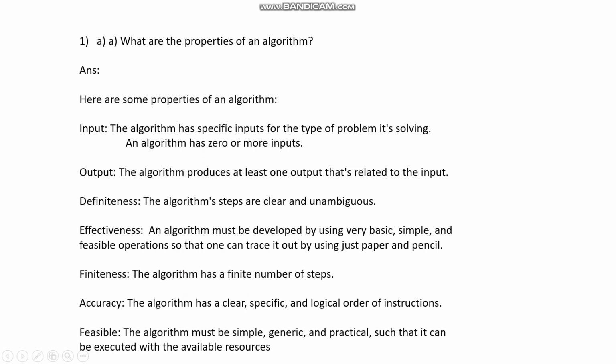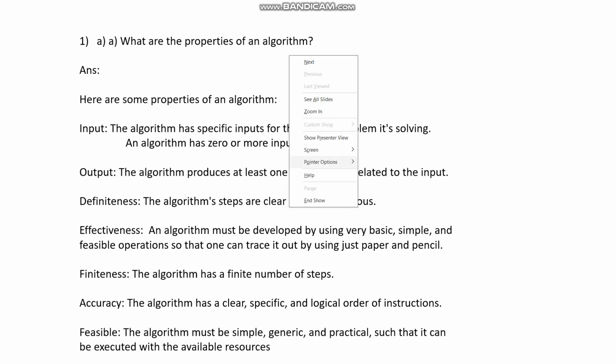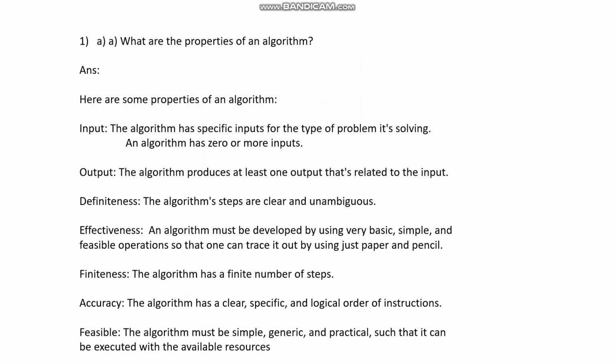First of all, the algorithm stands for a step-by-step procedure to solve a problem. Whenever there is a problem, to solve the problem, we write the steps one after the other. That collection of steps is called the algorithm. Here, they are asking what are the properties of the algorithm?